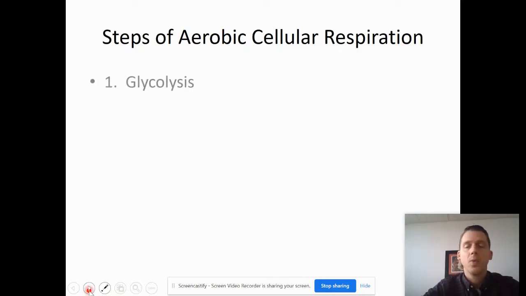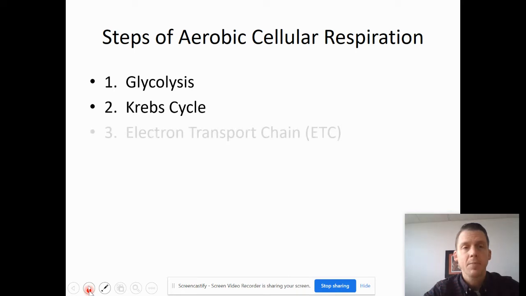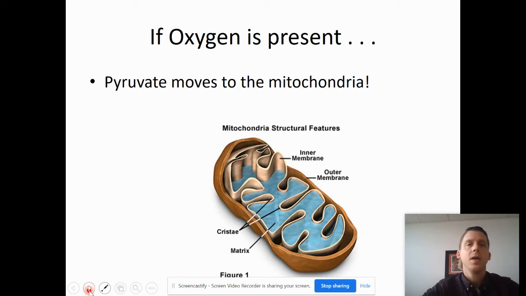All right, now what is next? What is after glycolysis? Well, we have something called the Krebs cycle, which is what we're going to be covering today. And after that is the electron transport chain. So if oxygen is present, that means aerobic. The pyruvate is going to move to the mitochondria. This is a picture of mitochondria. Where was the pyruvate before? As we know from previously, the pyruvate before was in the cytoplasm, and now it is in the mitochondria.